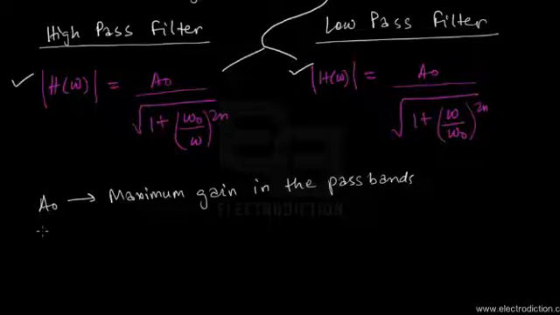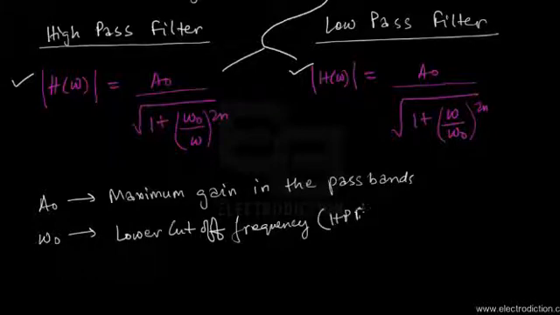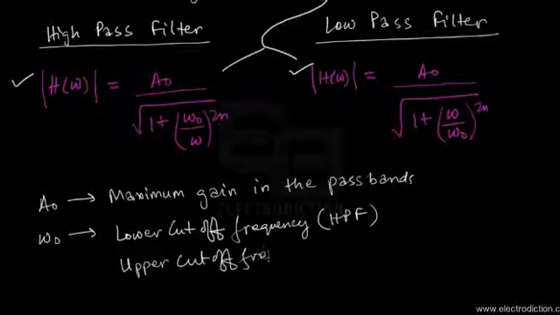And then we have omega 0. Here omega 0 means the lower cutoff frequency in the case of a high pass filter, and it also means the upper cutoff frequency in the case of a low pass filter.